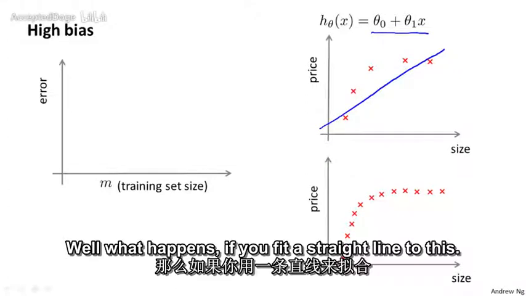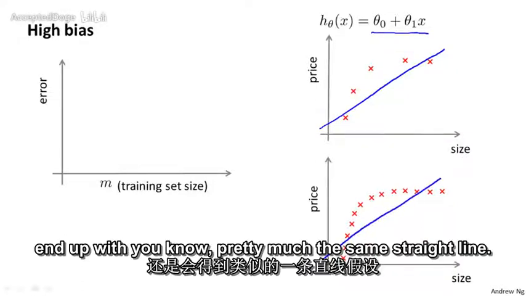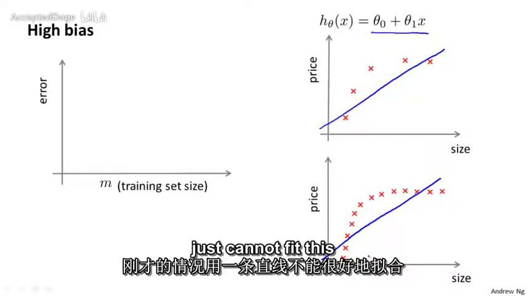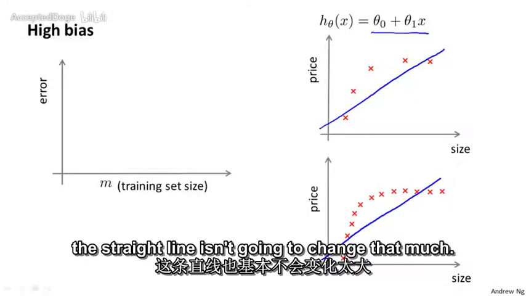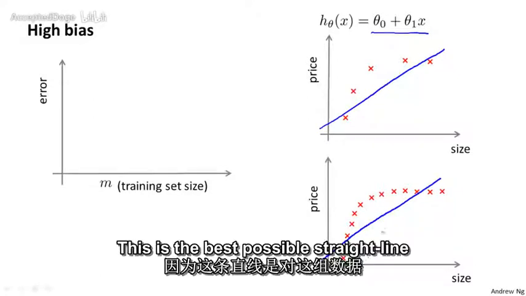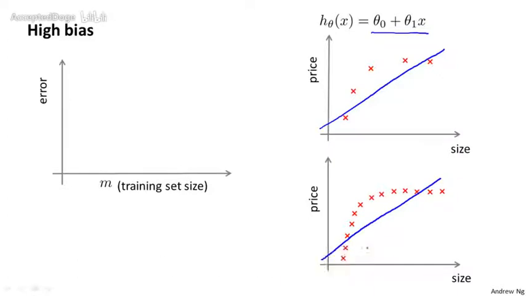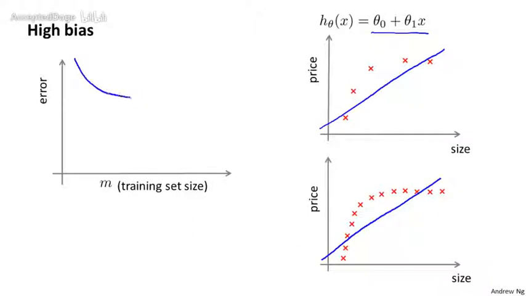Well, what happens? If you fit a straight line to this, what you find is that you end up with pretty much the same straight line. I mean, a straight line just can't fit this data, and getting a ton more data, the straight line isn't going to change that much. This is the best possible straight line fit to this data, but the straight line just can't fit this data set that well. So if you plot the cross-validation error, this is what it'll look like.